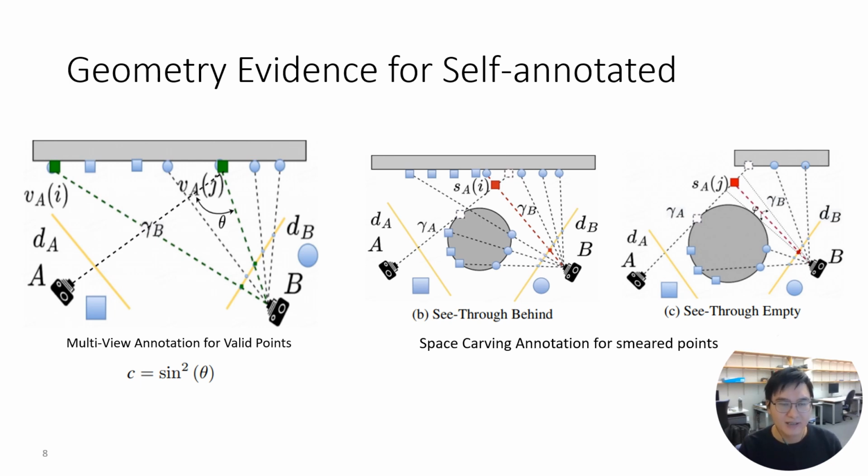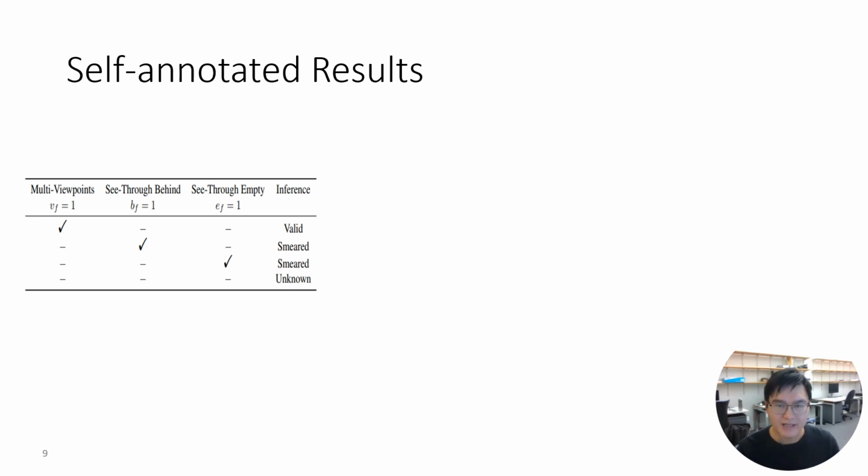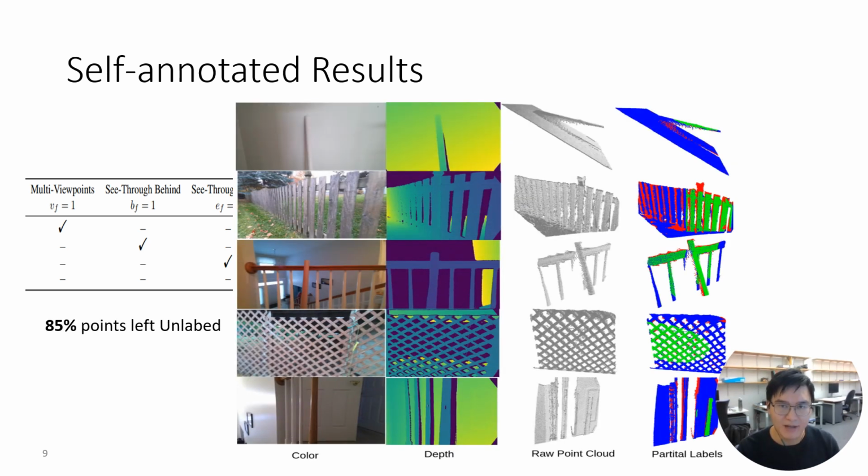In the second case, figure C, a point J observed by the camera at location A is also supposed to be visible to the view point B. However, there is no measurement along the ray gamma B, either closer or farther than the point J. And then we call such points more believed to be smeared points. Our geometric evidence is concrete from our experiments in the red plot. However, almost 85% of points in our dataset are left unlabeled, as shown in the blue color, so it is necessary to train a single-frame network to do the eventual smeared point detection.